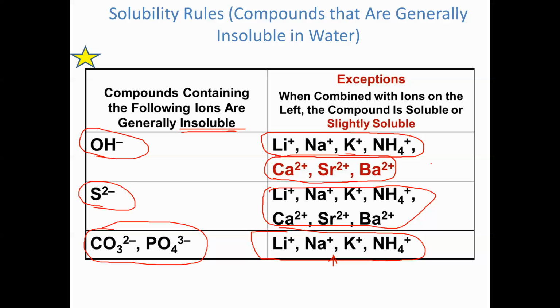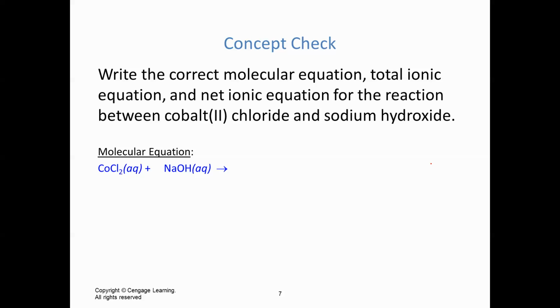Welcome back. Let's take some of these concepts we've been talking about and work on applying them. So right here we have a reaction between cobalt chloride and sodium hydroxide, and we want to write a balanced molecular equation for that. And so we want to figure out, are we going to form a precipitate?